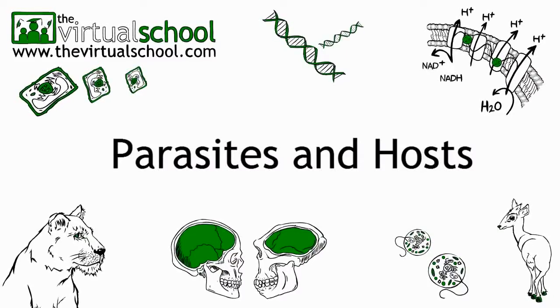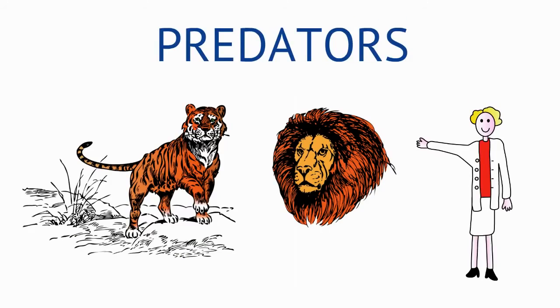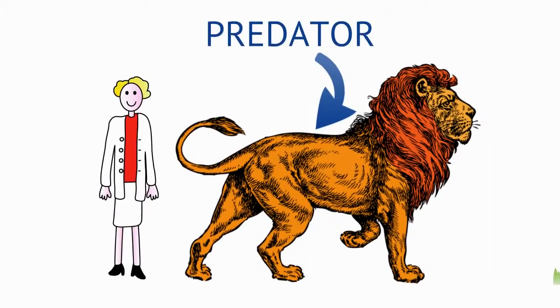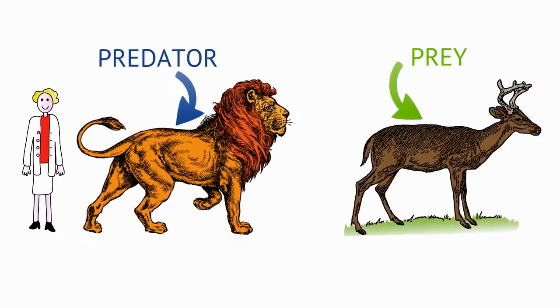So some animals are called predators. They hunt and kill other animals for food. And the animals that are hunted and eaten by predators are called prey.